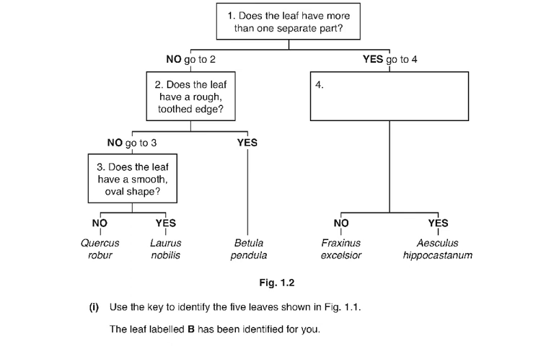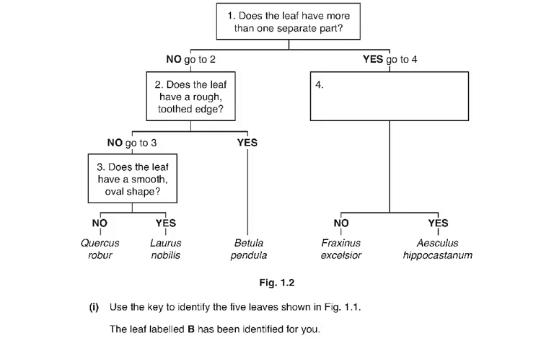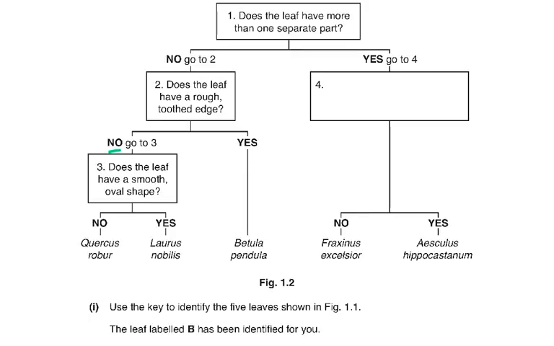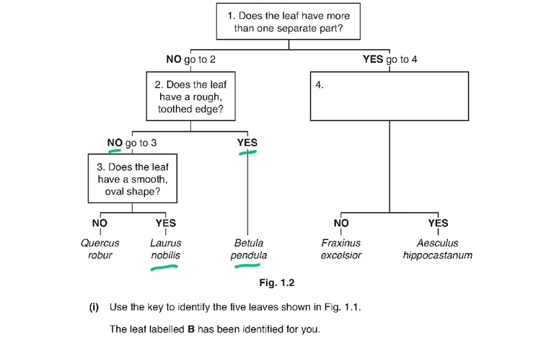So, does the leaf have a rough toothed edge? No or yes? If it's no, then does the leaf have a smooth oval shape? If yes, that is Laurus nobilis. Does the leaf have a rough toothed edge? Yes, then it's Betula pendula. And if does the leaf have a smooth oval shape is no, then it is this.